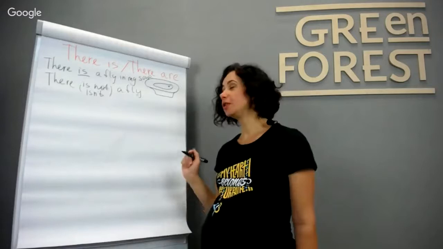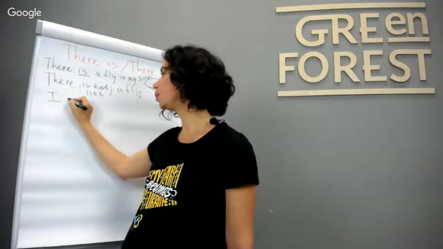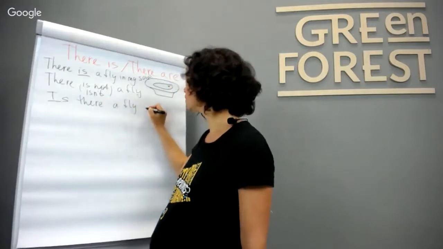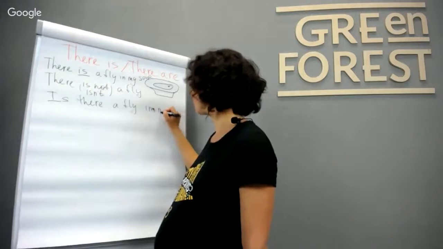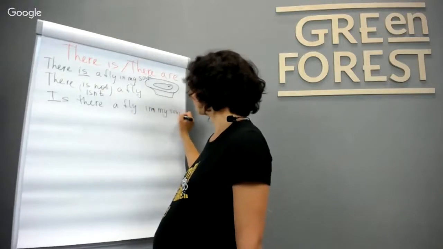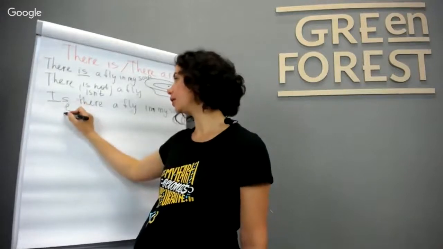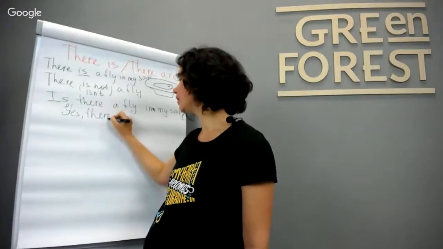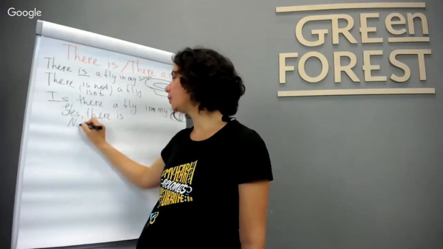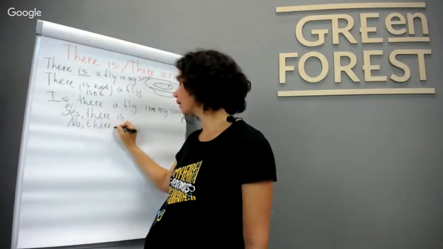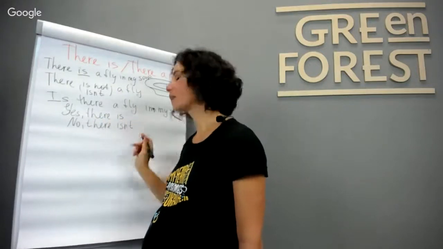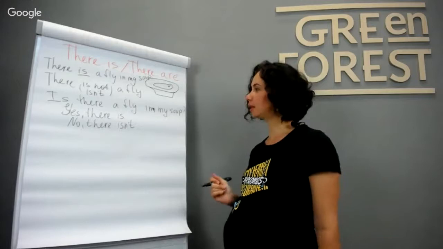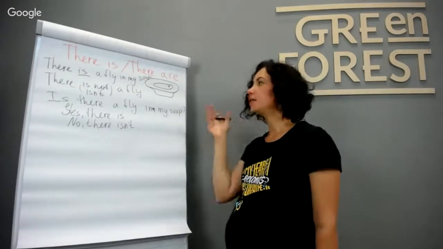How to make a question from this construction? Also very simple. We say, is there a fly in my soup? The answer will be, yes, there is, or no, there isn't. This is the construction. This is singular.